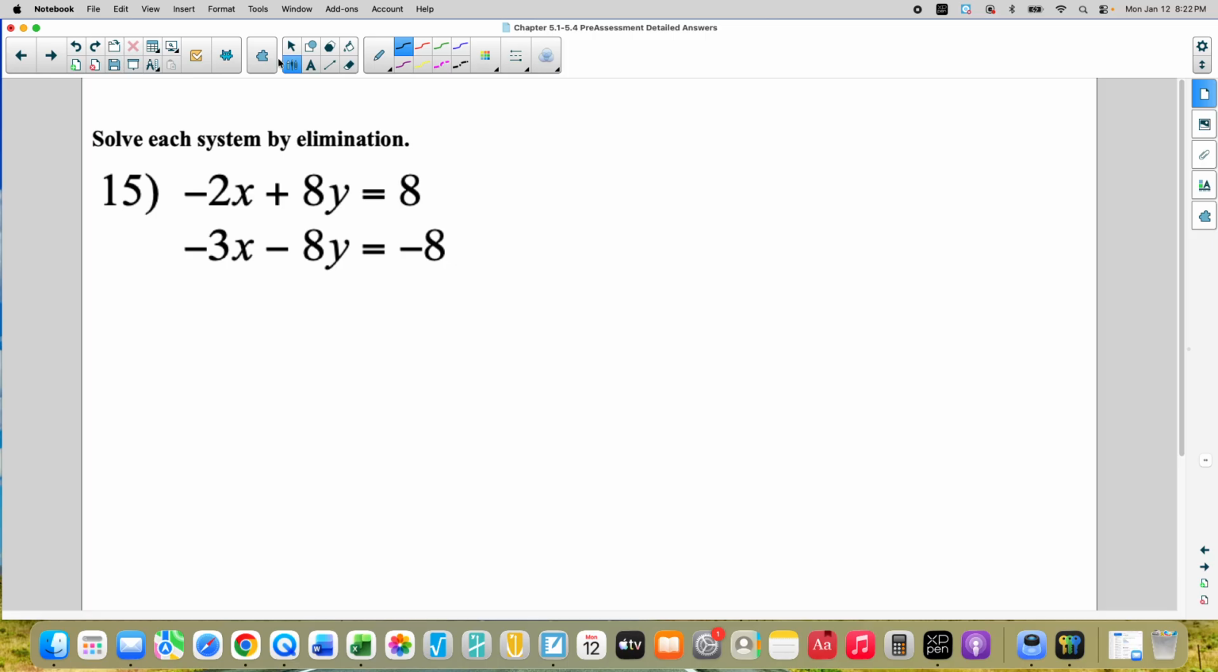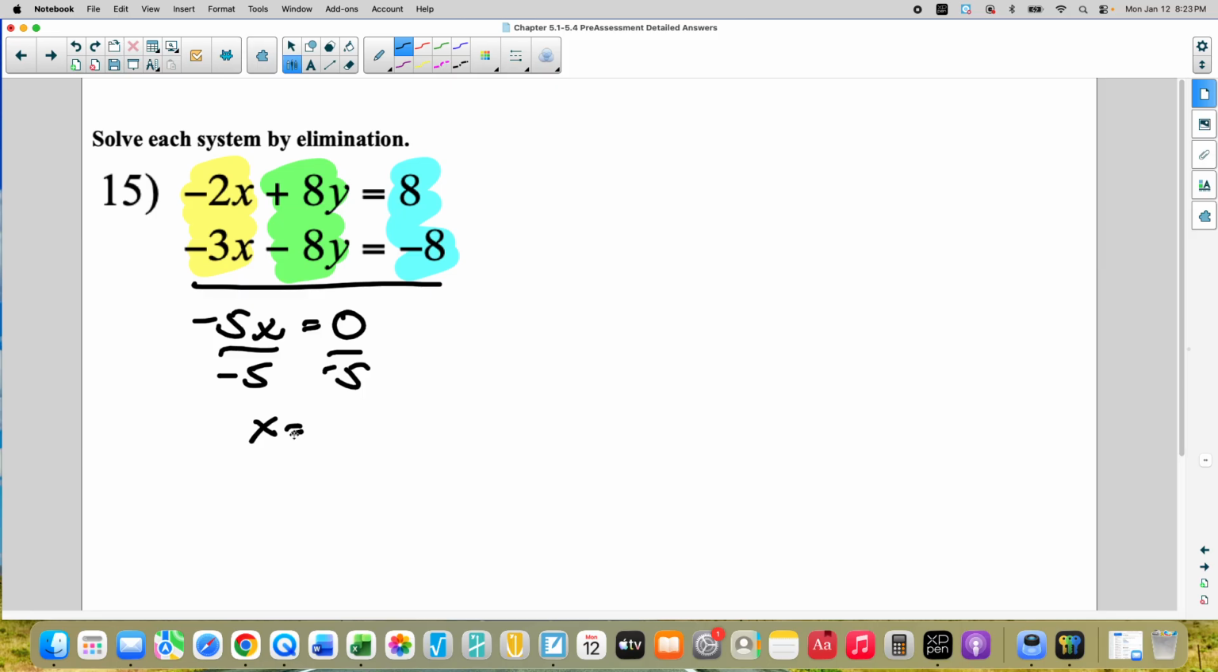Elimination, these still cancel. This is good. We like it. Let's use the highlighter. We'll add this column, we'll add this column, and we'll add this column. This gives me negative 5x. These cancel to make 0. This cancels to make 0. I need to solve for x by dividing by negative 5. And x equals 0. That's a solution.